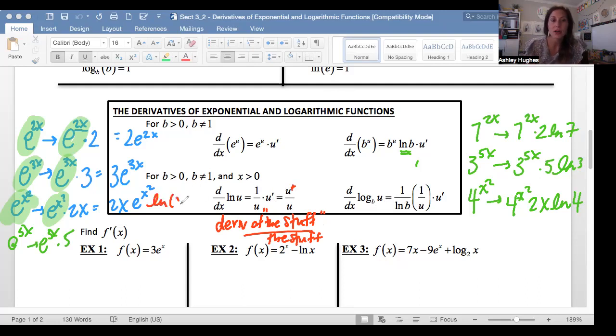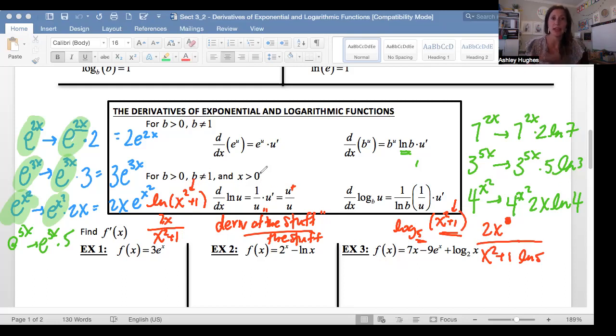For instance, if I had log of x squared plus 1, the derivative would be the derivative of this stuff, which is 2x, over that stuff. If I had log base 5 of that same problem, it would still be the derivative of this stuff, 2x, over this stuff. So the derivative of the inside, the argument as it's called, over the inside, and then you divide by the natural log of whatever this base is. So those are those rules applied. Go ahead and take a moment to copy those down. You can pause the screen if you need to, and then we're going to move on to our examples.